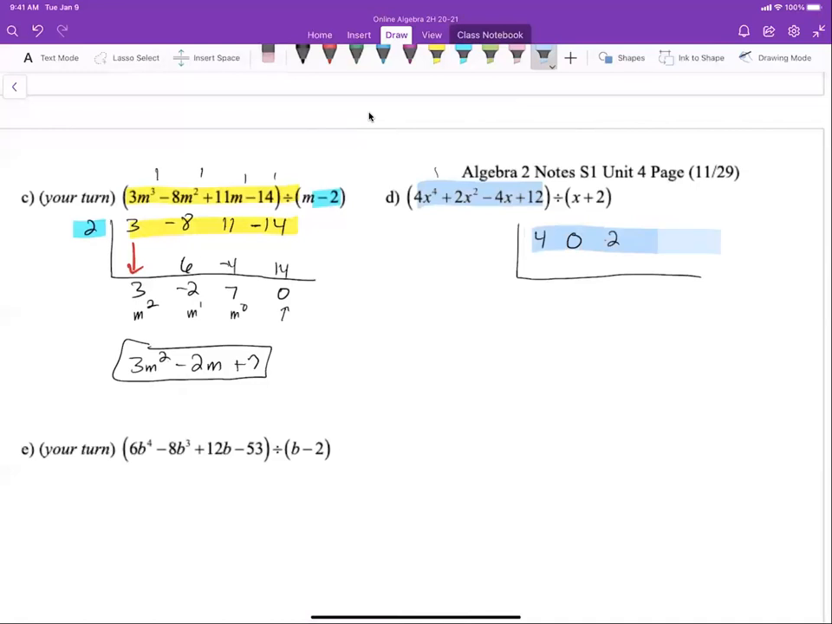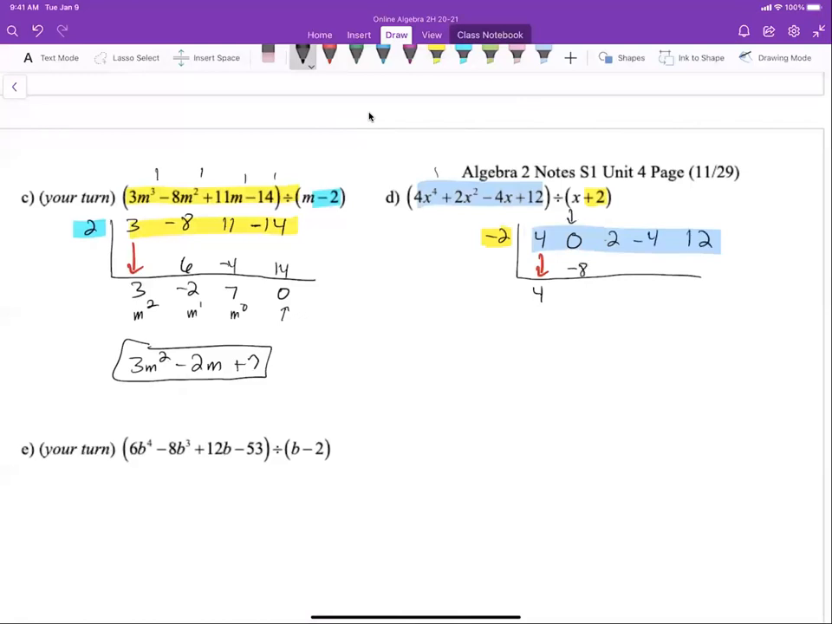Okay, continuing on. So 2 for my x squared term. Then I have a -4 for my x to the 1. Then I have a +12 for my x to the 0. Then I take my +2 and I switch the sign, so I have -2. I bring down my 4, and then I multiply by -2 and I get a -8.